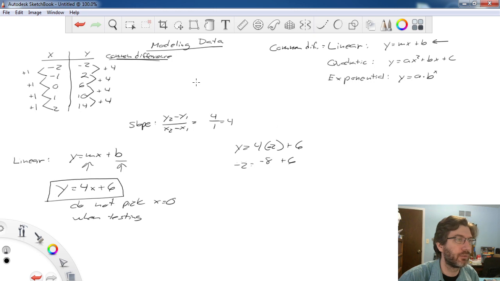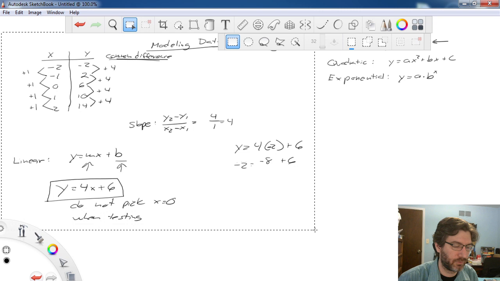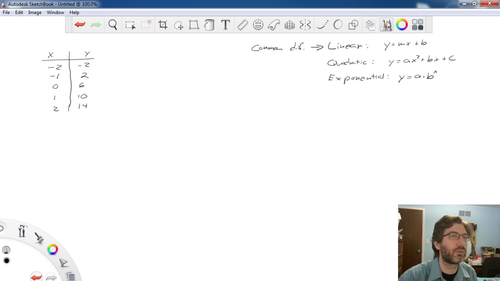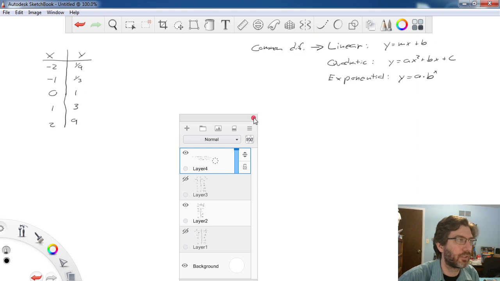What we're going to do is get rid of what I can, except for that. And I'm actually gonna leave common difference here because we're gonna look at that. Your common difference is gonna lead to a linear equation. Let's get our next data set. So here's our next data set.